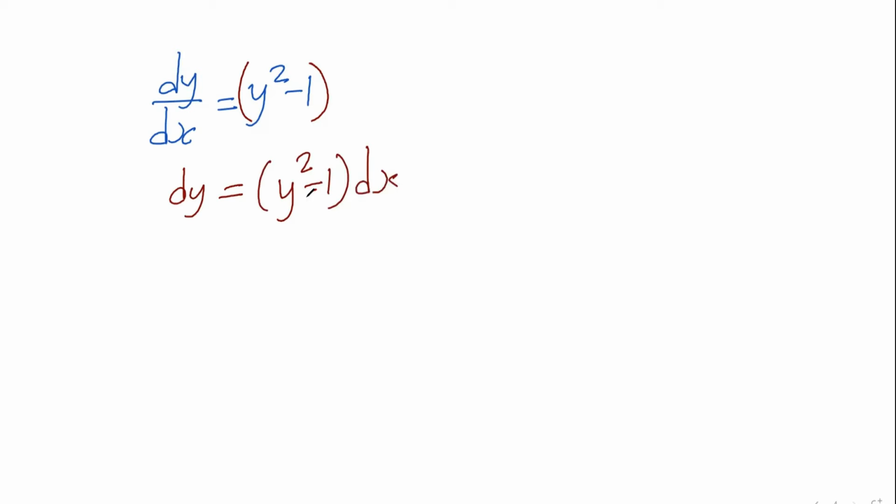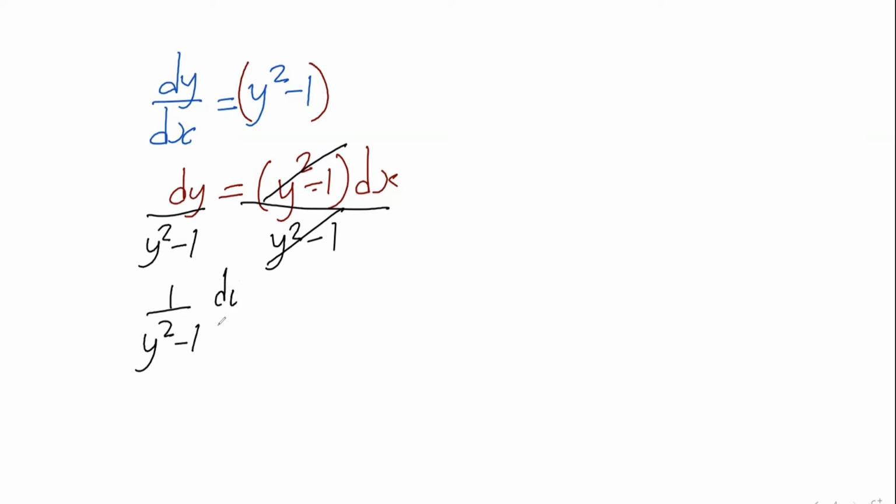And then we can divide both sides by y squared minus 1. By dividing both sides by y squared minus 1, this cancels this. But then this part can be seen as 1 over y squared minus 1 dy equal to just 1 dx. Now, when you get to this stage, you might say, what do we do? Now, what we do is we integrate both sides.